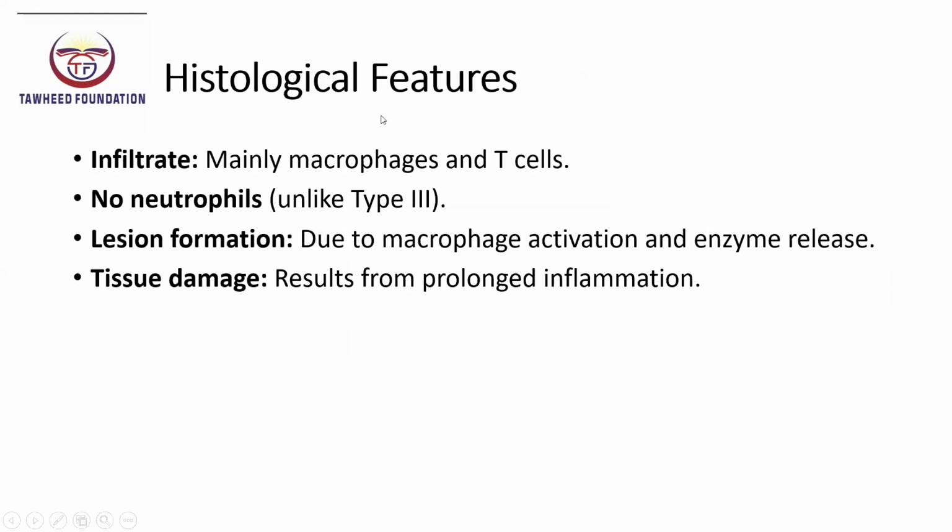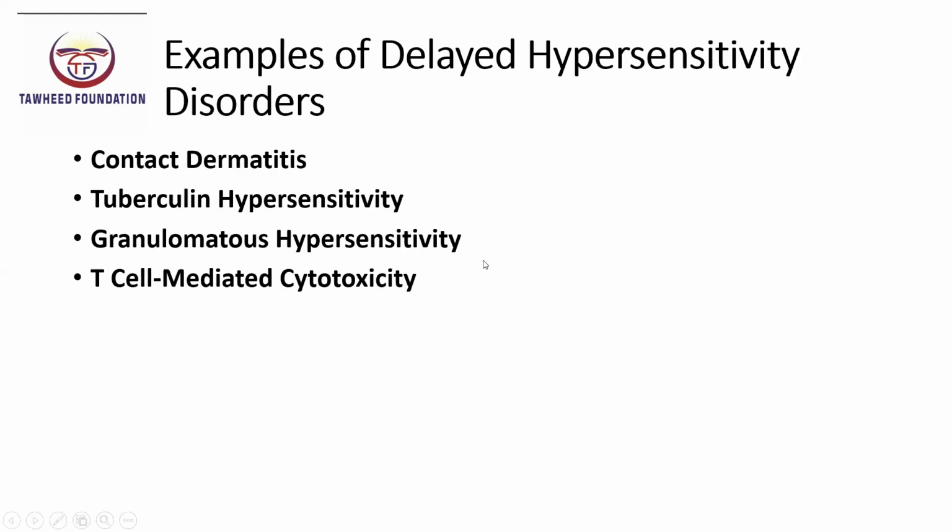Next is histological features. Microscopically, type 4 hypersensitivity lesions show dense infiltrates of macrophages and T lymphocytes. Unlike type 3 reactions, neutrophils are not prominent. The tissue damage seen in this reaction is due to activated macrophages releasing lytic enzymes and other mediators. Over time, this can cause chronic inflammation, and the visible lesions are the result of ongoing cellular infiltration and tissue destruction.